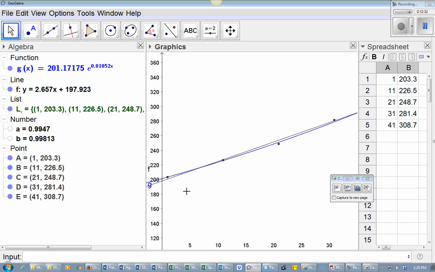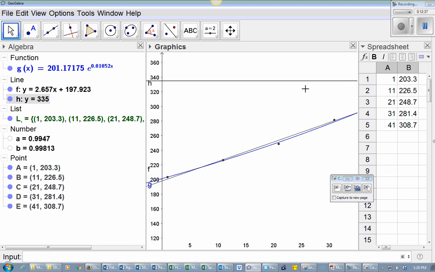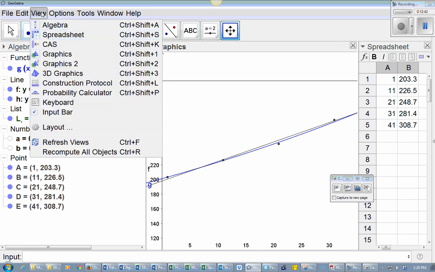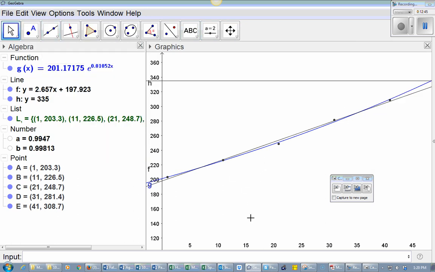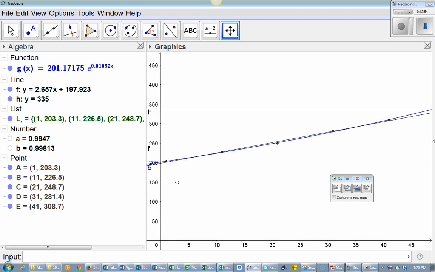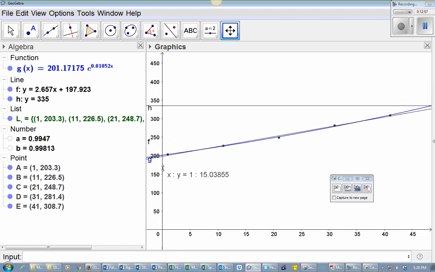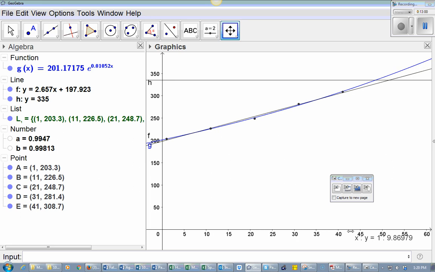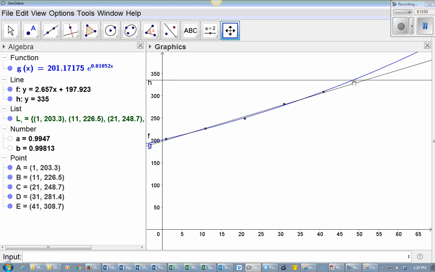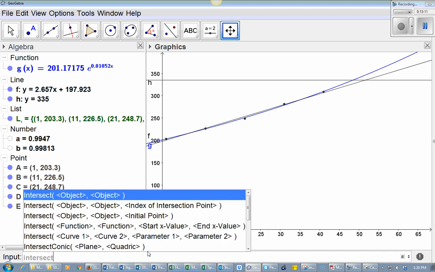Okay, so go to GeoGebra. I'm going to graph the line y equals 335. It's up here. And I want to know where it crosses with my two models, so I need to change my window a little bit. Hide the spreadsheet. Here we go. So I want to know where it intersects the linear model and where it intersects the exponential model. So in GeoGebra, you can just use the intersect command.